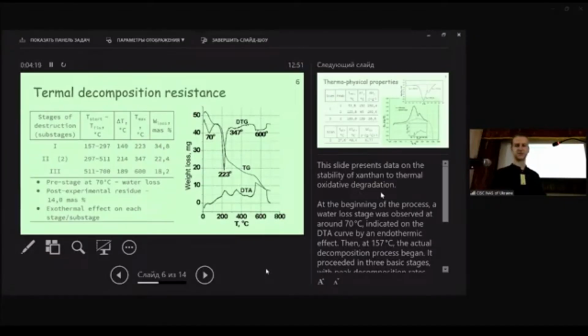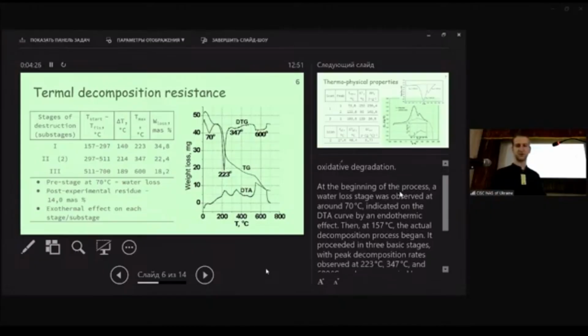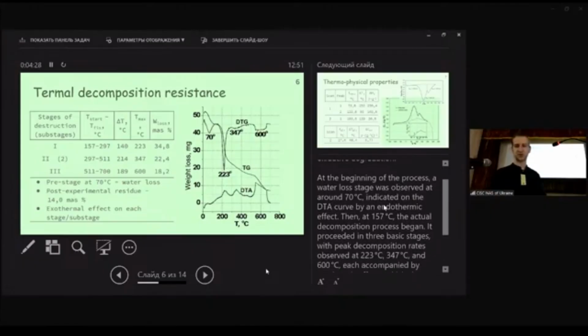This slide presents data on the stability of xanthan to thermal oxidative degradation. At the beginning of the process, a water loss stage was observed at around 70 Celsius, indicated on the DTA curve by an endothermic effect. Then at 157 Celsius, the actual decomposition process began.